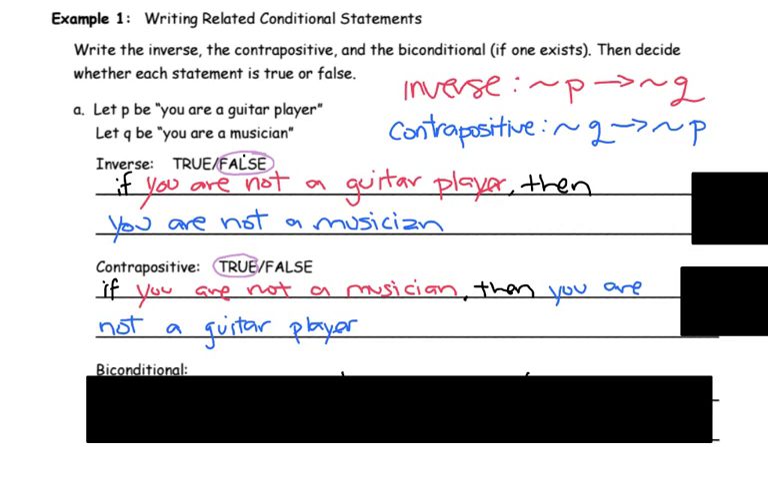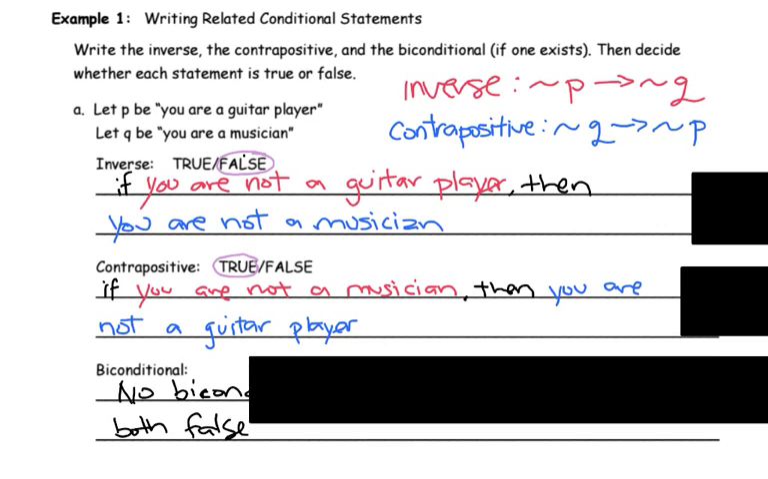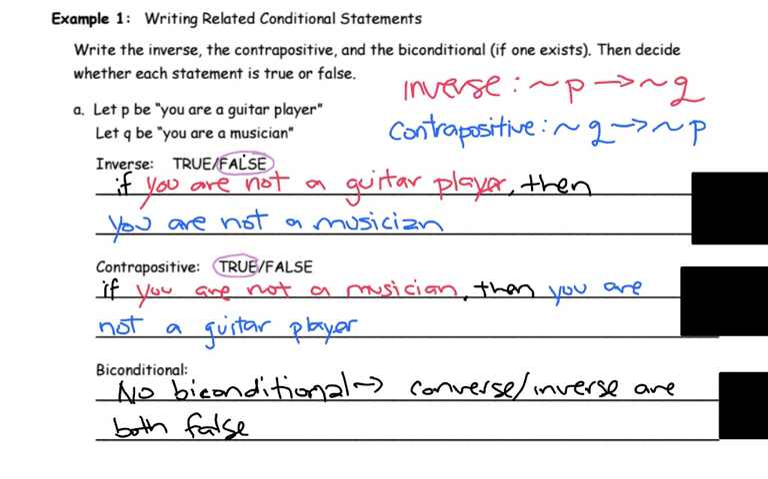So now to think about biconditional. First thing you have to ask yourself is, can you write one? Does it exist? Remember, for that to happen, the converse or the inverse need to be true. So let's see. There is actually no biconditional because the converse and the inverse are both false statements. We did the same type of example in our last notes when we found the converse of it. So that's how we knew that.